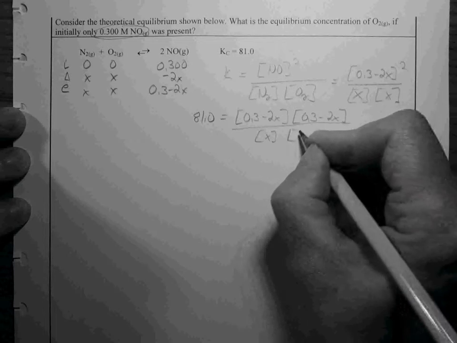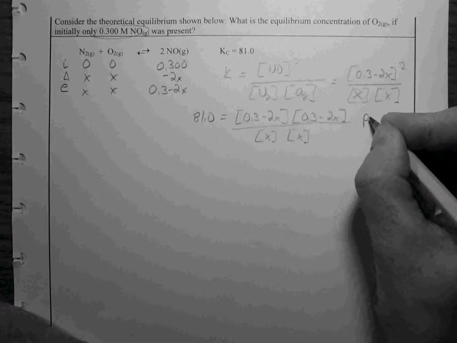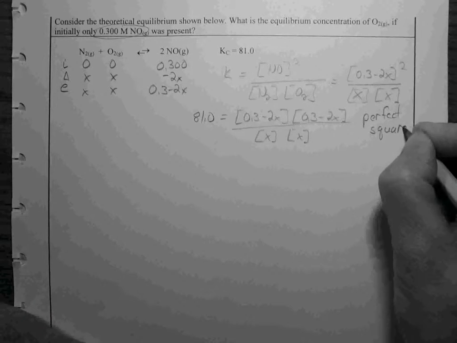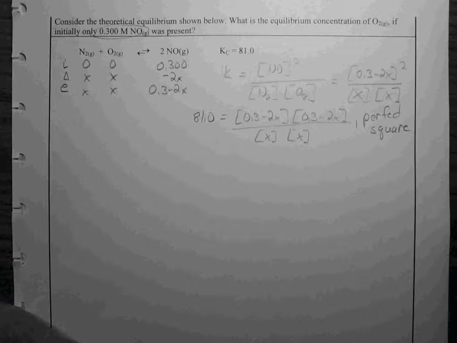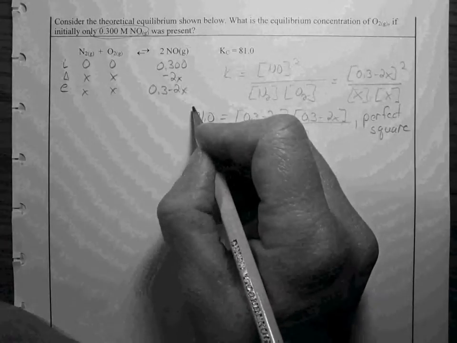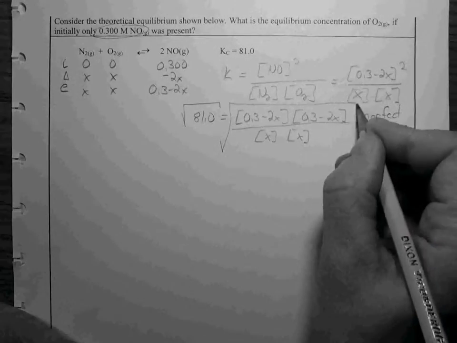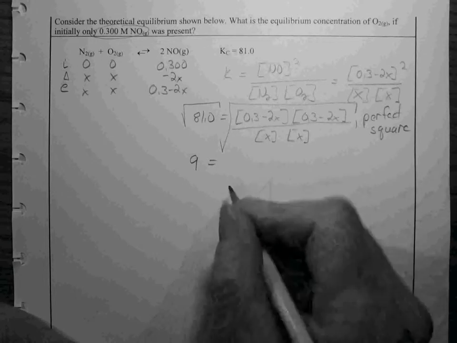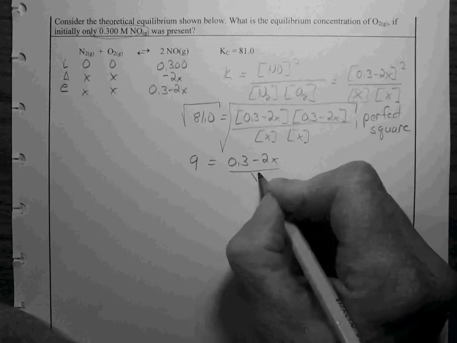So it is easy to see that this expression is a perfect square, which means we can solve for x and make that very much simpler if we simply take the square root of each side. The square root of 81 is 9, and the square root of this expression is 0.3 minus 2x over x.